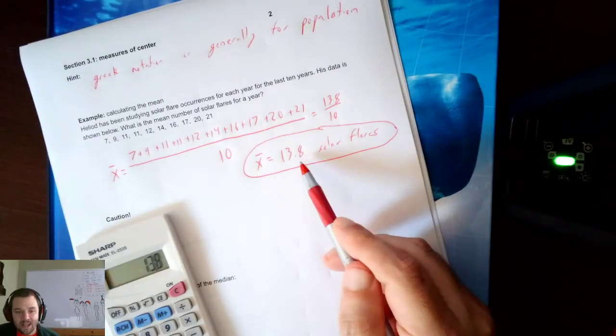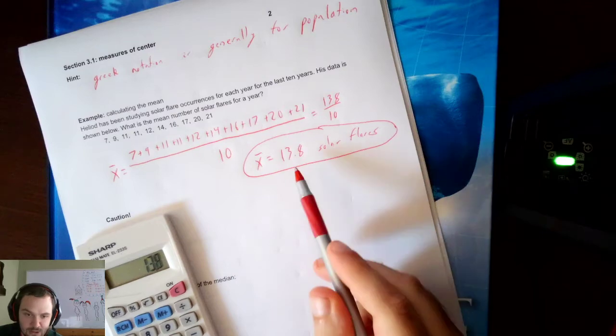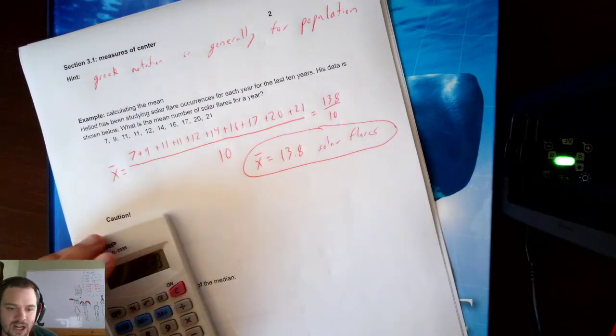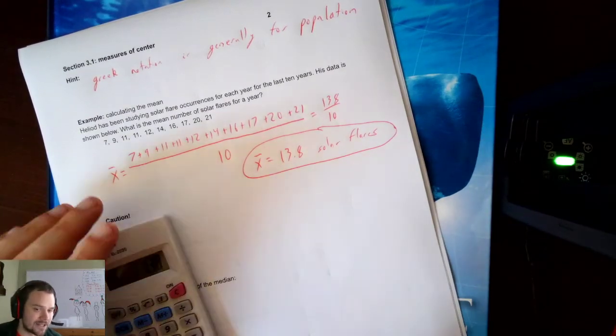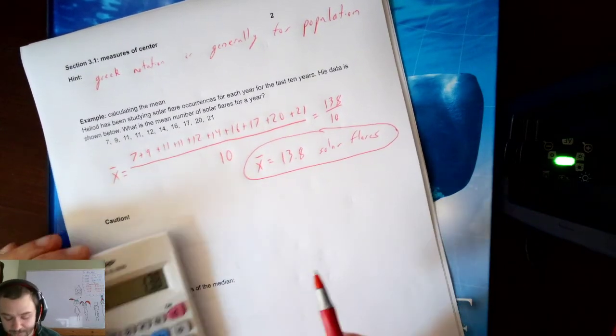Now, can I have 0.8 of a solar flare? No, but that does not mean the mean, the average, cannot be a decimal. Be careful with that. We'll talk about specific rules for rounding in a moment, but for now, we'll just say we want to round to 1 decimal place for this value.